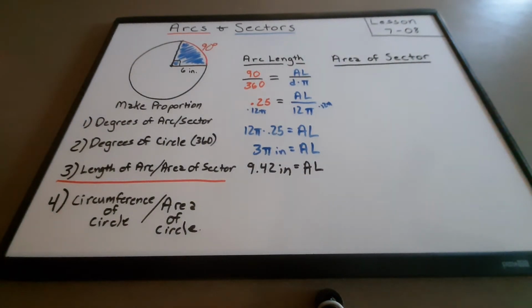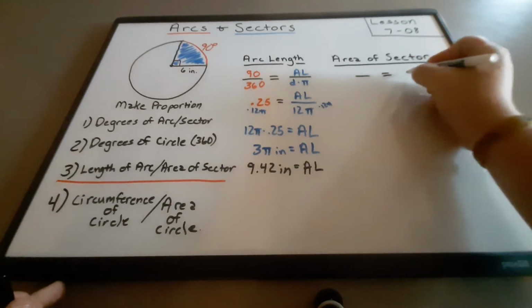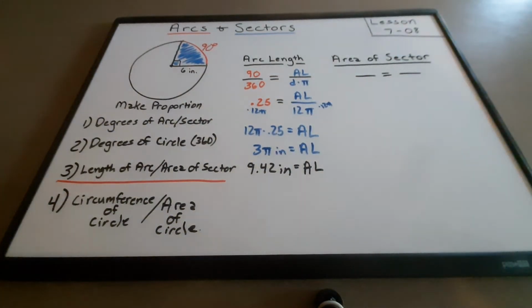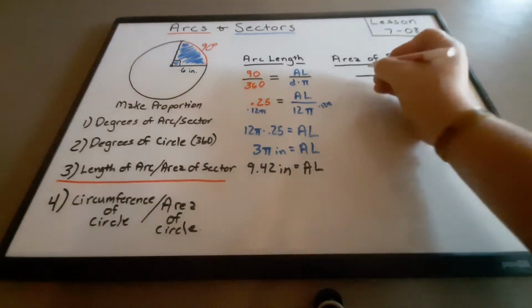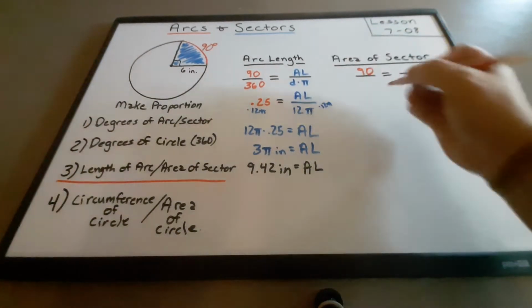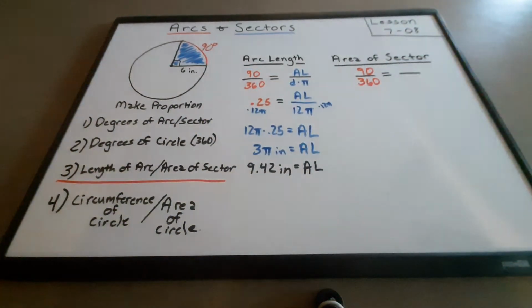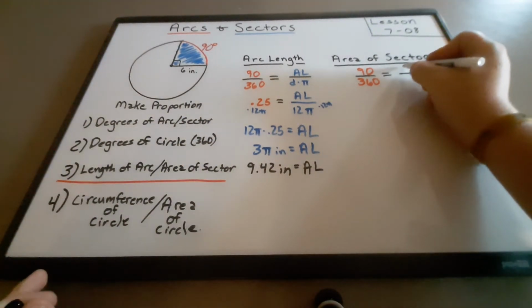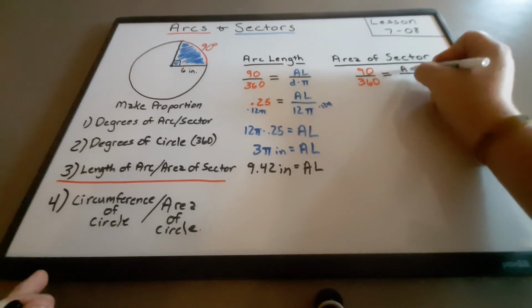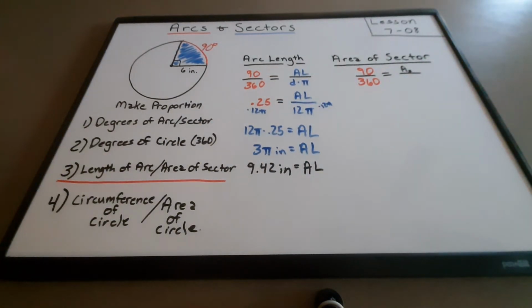Now let's go to area of a sector. This takes a little bit more work, but the same basic concept. Again, we're starting with 2 fractions. The top of the first fraction is the degrees of the sector. Again, here we have a 90-degree sector. Our degrees of the circle is still 360. We want to find the area of the sector, and we need the area of a circle.